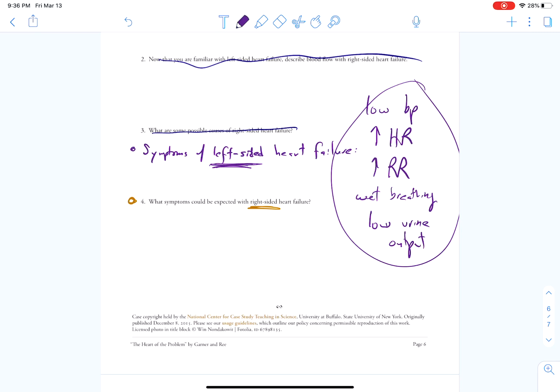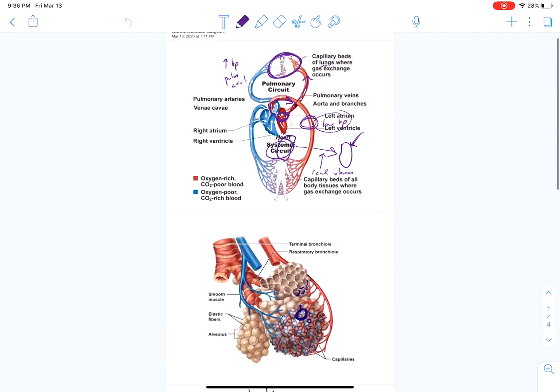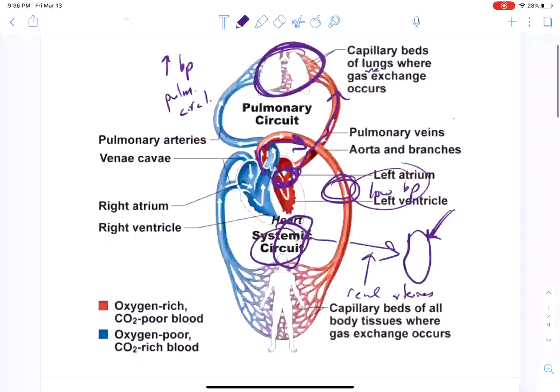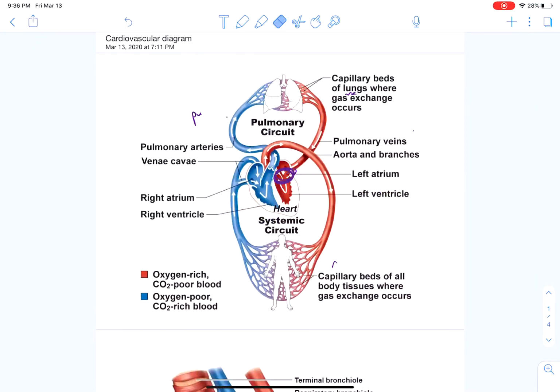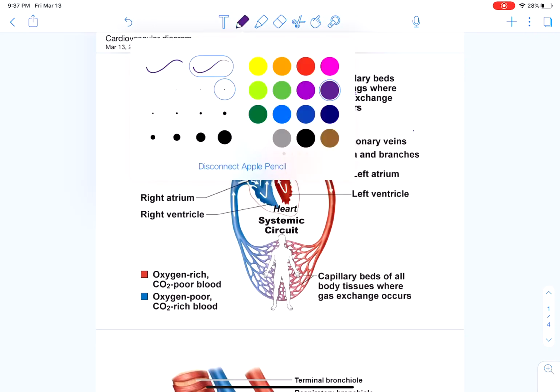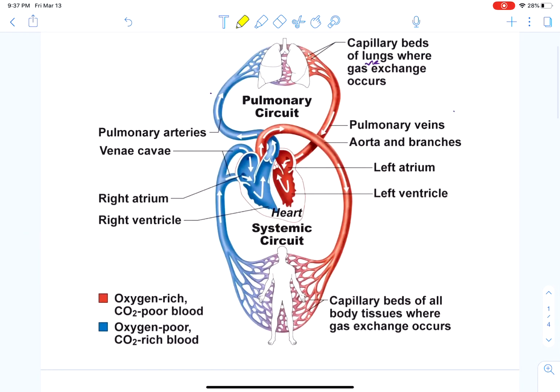Now, what about right-sided heart failure? Let's go back to this diagram here. Let's see if yellow turns out. So now we have right-sided heart failure. And let's say that this right-sided heart failure was due to damage to the tricuspid valve. Okay, so the right AV valve.